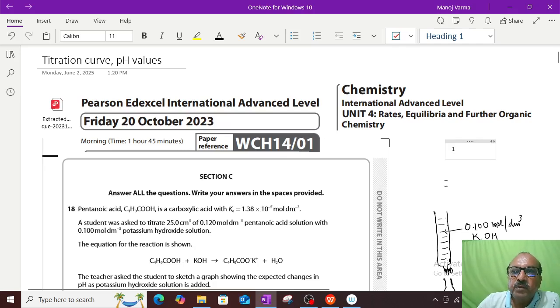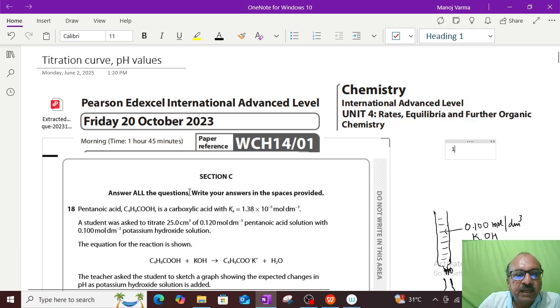Hello students and friends, I am Manoj Verma from Mumbai in India, and in this video I am going to discuss a topic from buffer solutions. In fact, it's going to be a titration curve, and the titration curve that I'm considering is a titration between a weak acid, that in this case is pentanoic acid, against a strong base, which in this case is potassium hydroxide.